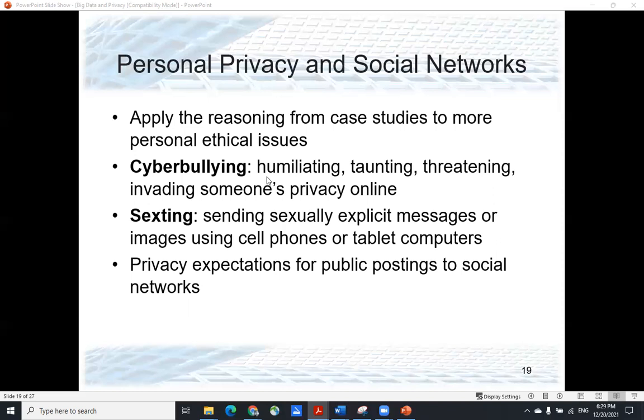Privacy expectations for public postings to social networks. There's really not much privacy available on social media networks, because once you post there, there's no guarantee for that data. Facebook and other social media sites might allow you to change the settings to implement more privacy, for example only allowing people that you are friends with to see your posts, but that doesn't mean someone cannot take a screenshot, or share that opinion, or share that post that you posted to other groups. So there's almost no privacy there.